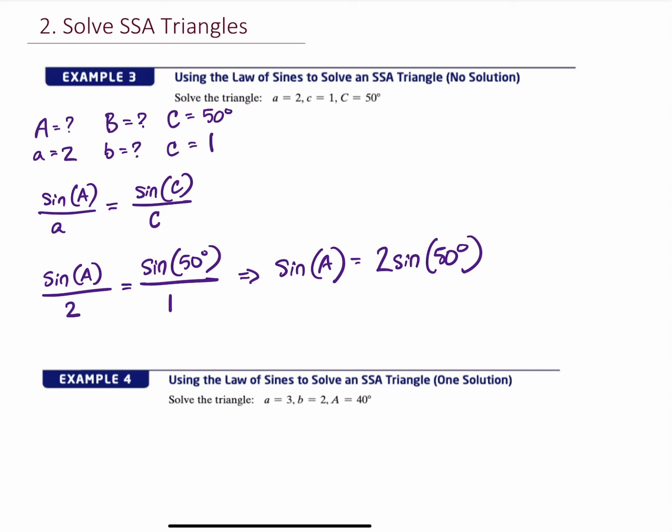So when we evaluate the right-hand side, if you do 2 times the sine of 50 degrees, you should get approximately 1.53.